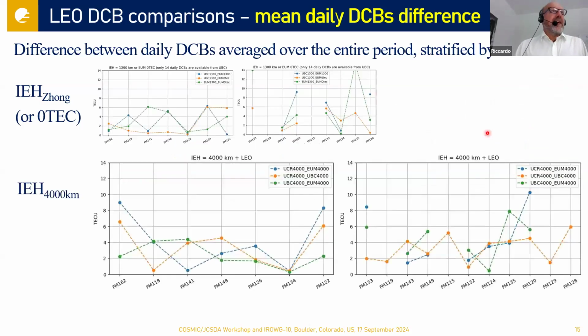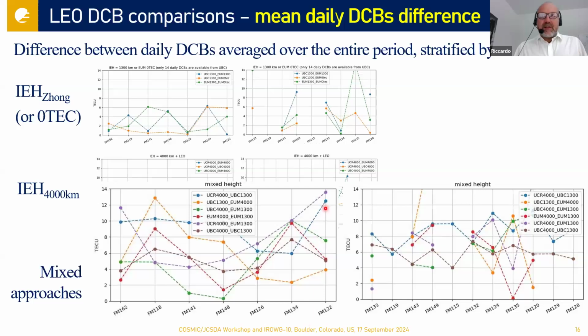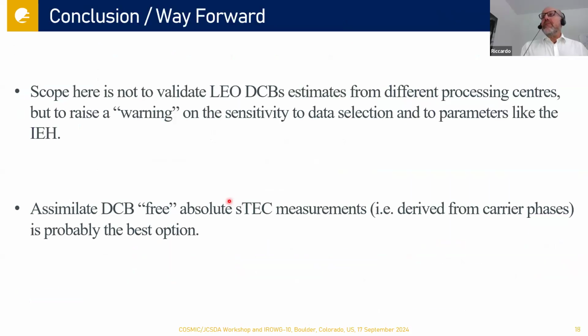The same kind of agreement is achieved when the least square solution is computed for an ionospheric effective height of 4,000 kilometers. Again, we are at the level of 5 TEC units, more or less, except for some particular cases. Things are completely crazy when we compare DCBs computed with least square solution, but with different ionospheric effective heights. Okay, so I can move to my conclusion.